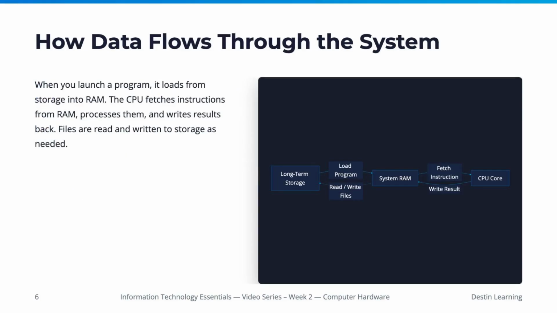Let's examine how data actively moves through the hardware pipeline. When you launch a software application, its executable files are loaded from long-term storage into system RAM. The CPU cores then continuously fetch instructions from memory, process the operations, and write updated data back to RAM. When work is saved or files are exported, that data is transferred back to non-volatile storage, ensuring persistent retention.